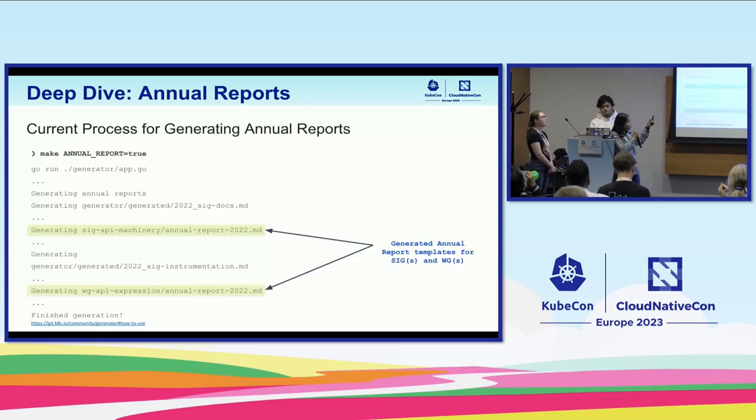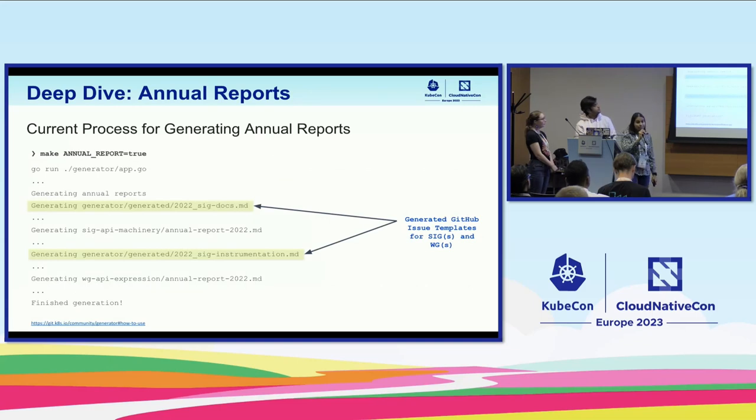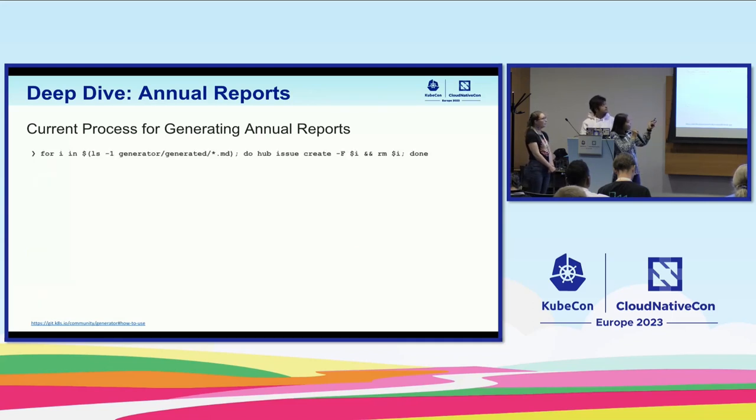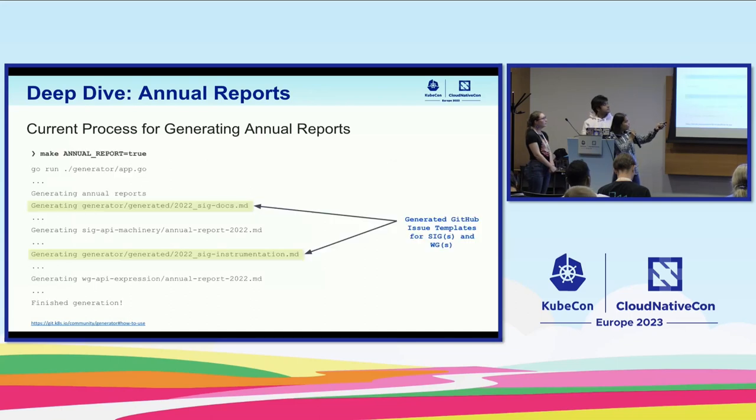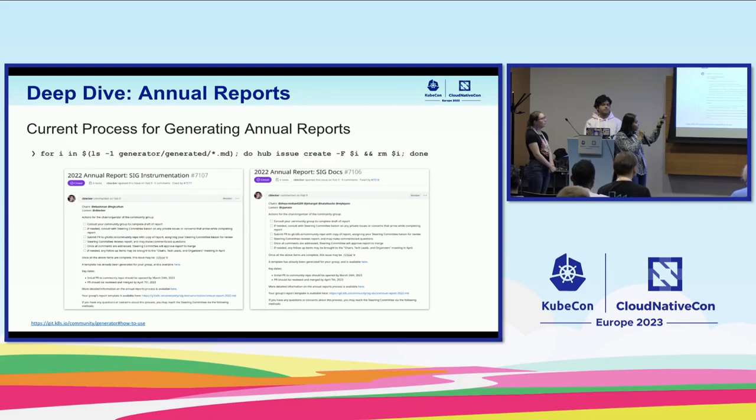What it does for us is it creates a lot of things. It creates empty annual report templates for SIGs and working groups under the Kubernetes org, and those empty report templates look something like this. It also creates issue templates, so somebody can use those issue templates, open issues, and get some help from the community to start filling in the annual report. We have some automation here. For the issue templates we just created, we can run this command to automatically bulk create GitHub issues, and that would look something like this.